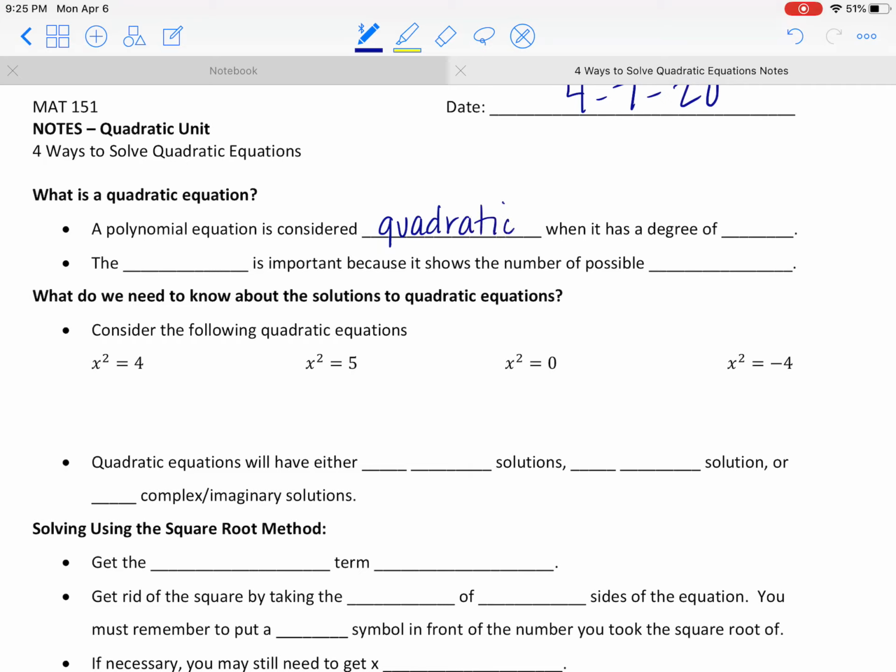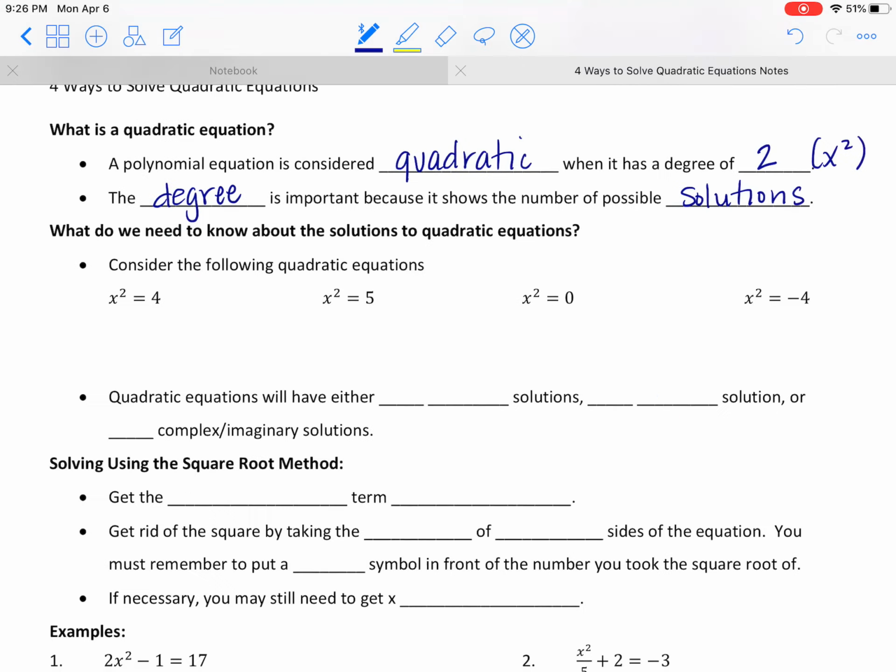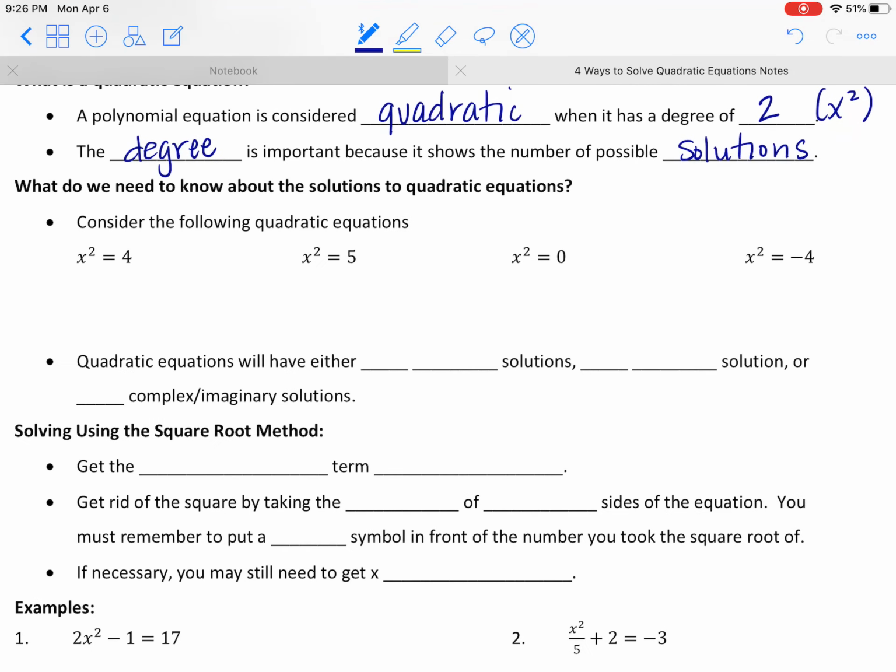Now remember what it means for a polynomial equation to be considered quadratic. What does it mean for our equation to be quadratic? Quadratic means that the equation has a degree of 2, right? That means you're looking for an x squared to be the largest exponent that you see in that equation. And why is the degree of the equation important? Because it shows the number of possible solutions. If we're solving a linear equation, degree of 1, we're looking for 1 possible solution. If it's a quadratic, degree of 2, 2 possible solutions. Degree of 3, cubic, would be 3 possible solutions, and so on.